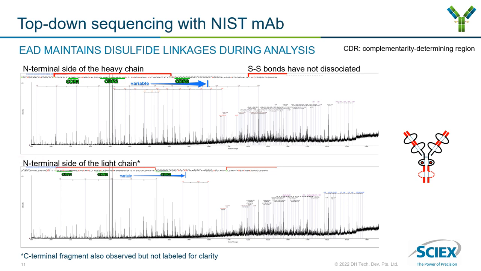Now, as a large intact protein, you can imagine it's more challenging to fragment 150 kilodaltons with just mass spec fragmentation. So it's standard to see a bit less than 100% sequence coverage. Even so, this step allows us to confirm the intact mass and even observe large modifications like glycosylation or methylation.